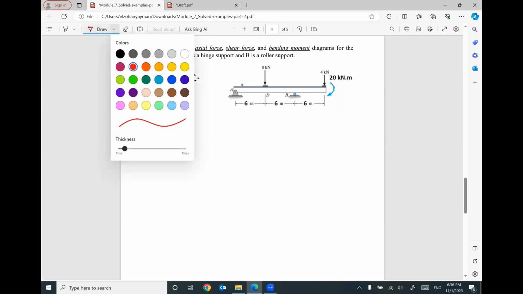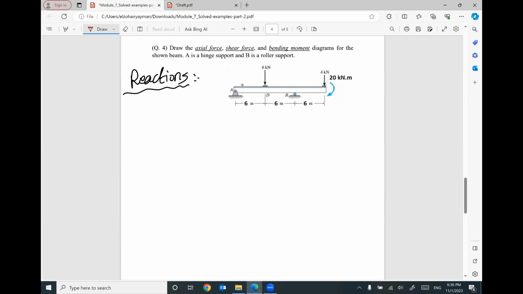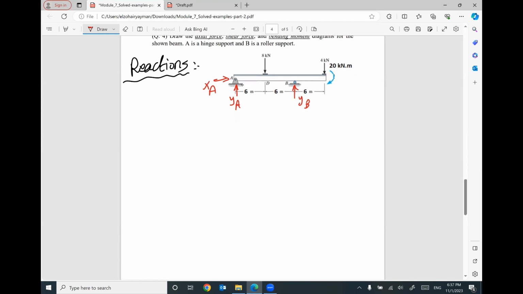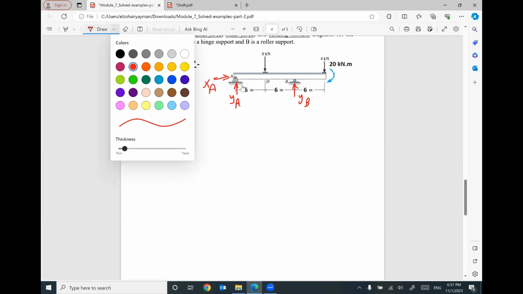So you need to set up your reactions first. A is a hinge, so I have 2 reactions, XA, YA. B is a roller, so I have 1 reaction at B, YB. Then I'm gonna apply my equilibrium equations.